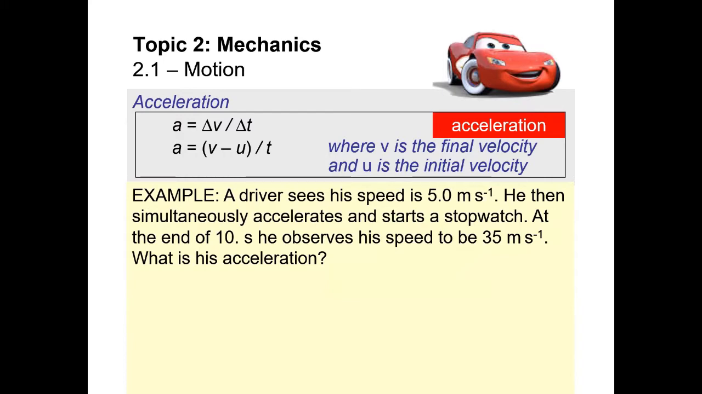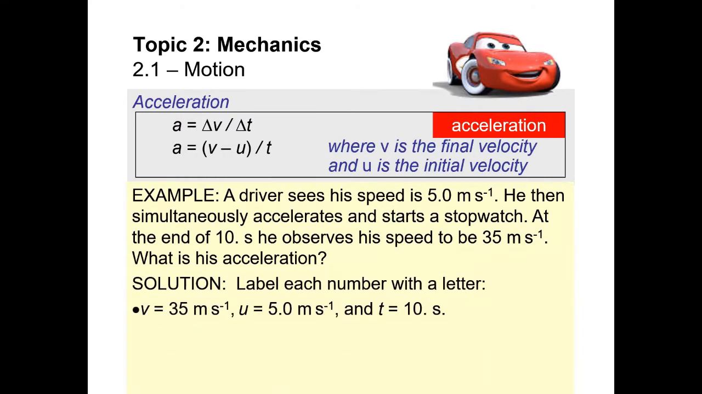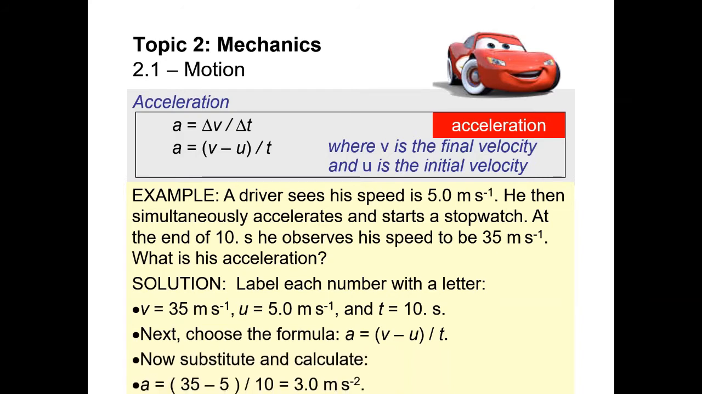What is his acceleration? Final velocity, 35 meters per second. Initial velocity, 5 meters per second. And the time taken is 10 seconds. Use the acceleration formula: final velocity minus initial velocity divided by time taken. We substitute and calculate: final velocity 35 minus initial velocity 5 divided by time taken 10. That gives us 3 meters per second squared.